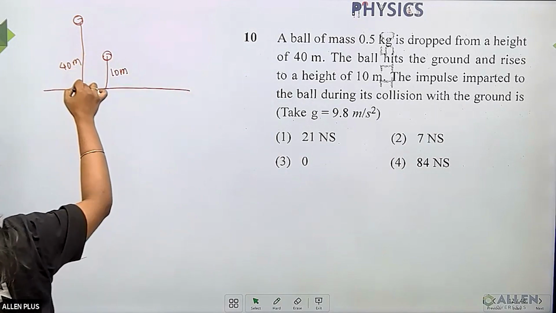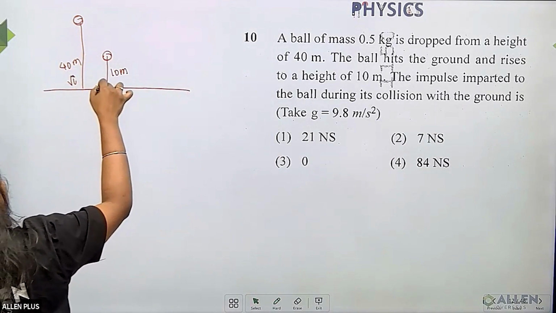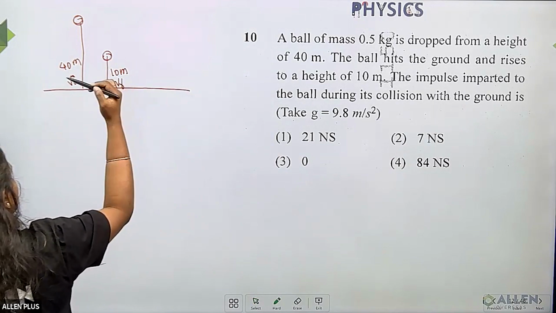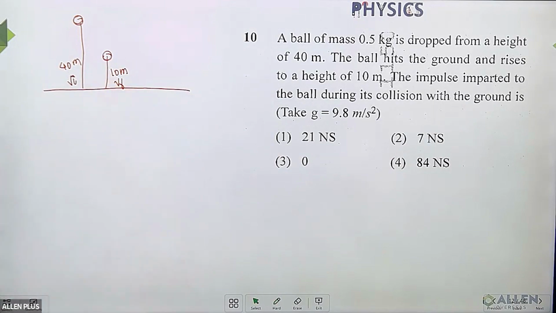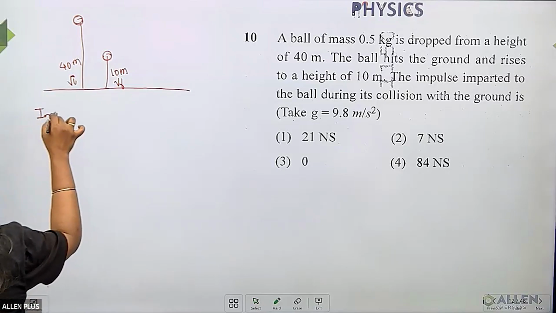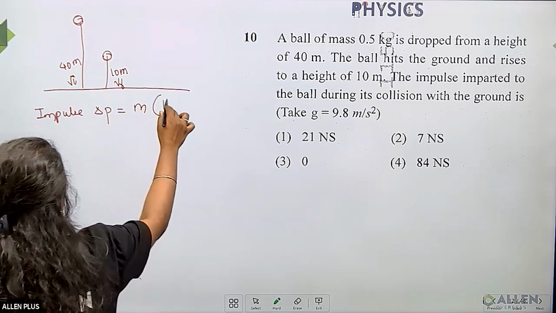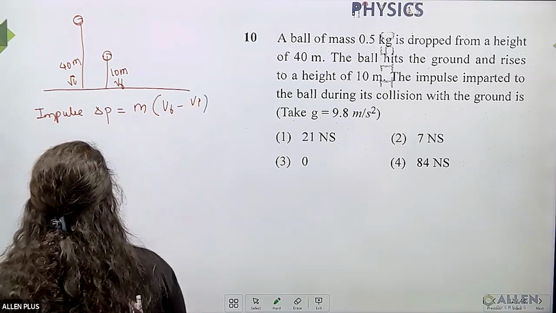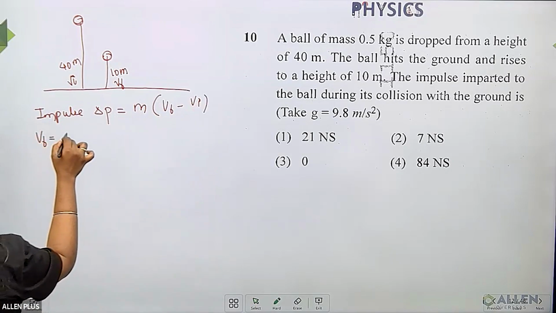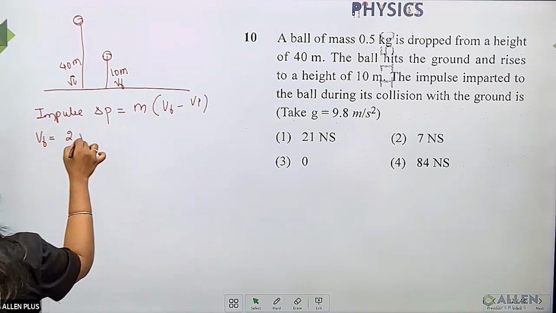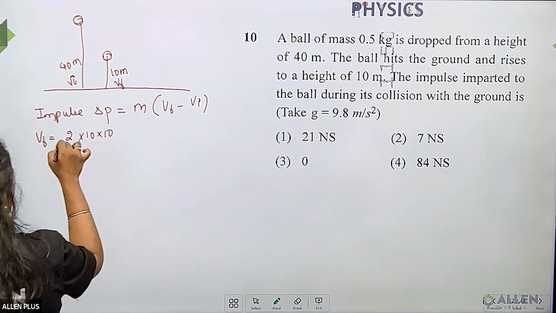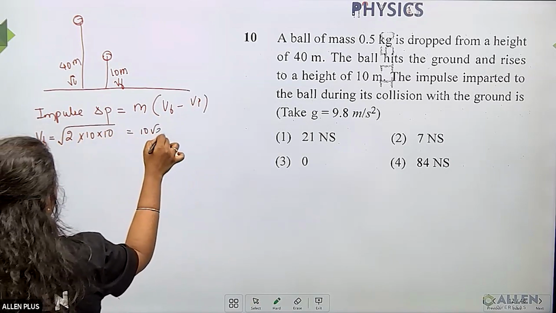Let me say it hits the ground with a velocity Vi. After hitting, when it is bouncing back, the velocity is Vf. Vi will be equal to Vf only if it is an elastic collision. So clearly, when they are saying it is not reaching the same height, it is not an elastic collision. That is my conclusion here. So impulse delta P is given by m into Vf minus Vi. What will be the value of Vf? Vf will be given by root of 2gh, root of 2 into 10 into 10, I get 10 root 2.